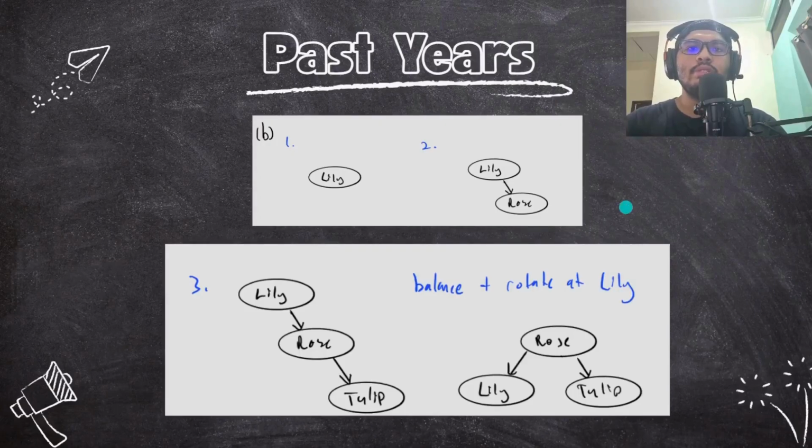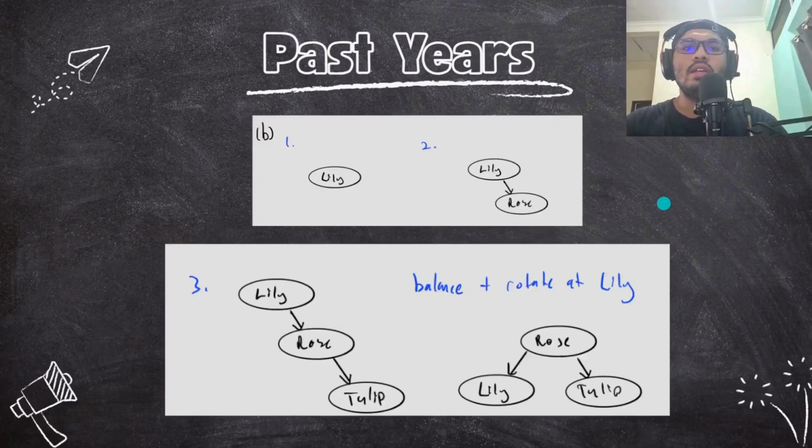Step 1. Lily becomes the base root of the tree and is completely balanced. Step 2. We add rose. Alphabetically, R is after L, so that makes R bigger than L, so it's inserted on the right side. Step 3. We add tulip. Tulip is bigger than lily and rose, so it goes to the lowest level of the tree underneath rose. This will cause the tree to be unbalanced, so a rotation is done at lily to balance the tree out.